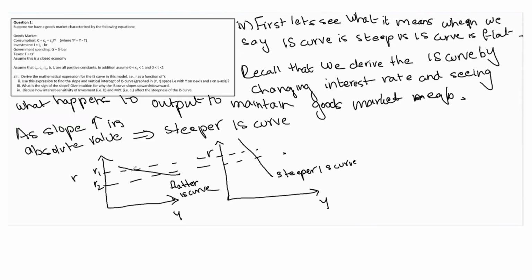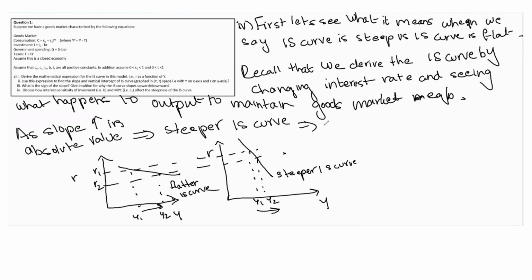So now, when that happens, we can see in the case of the flatter IS curve, this is the increase in output that we observe from Y1 to Y2. But in this case, notice that the increase in output for the same change in interest rate is very small, right? So over here, when we change interest rate from R1 to R2, we have a much larger increase in output when we have a flatter IS curve versus the steeper IS curve.